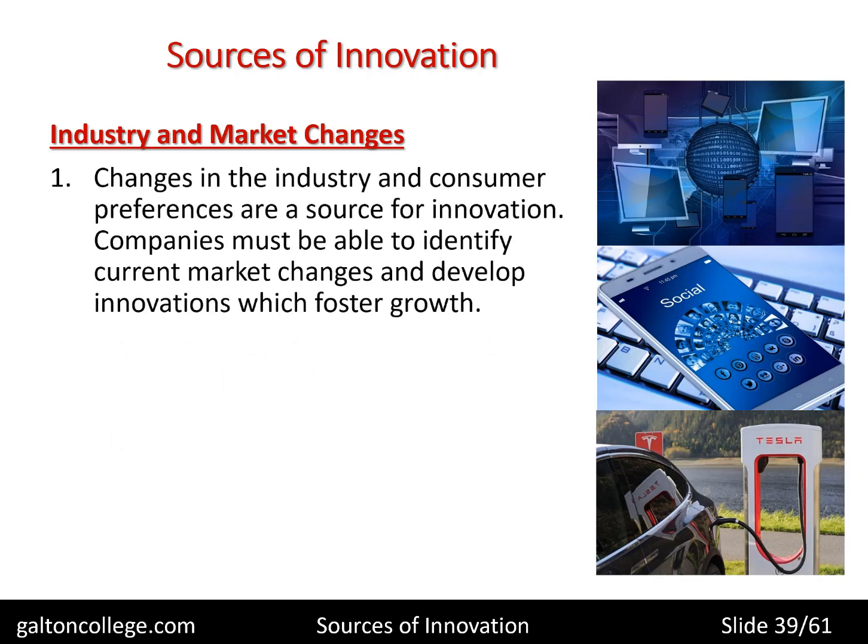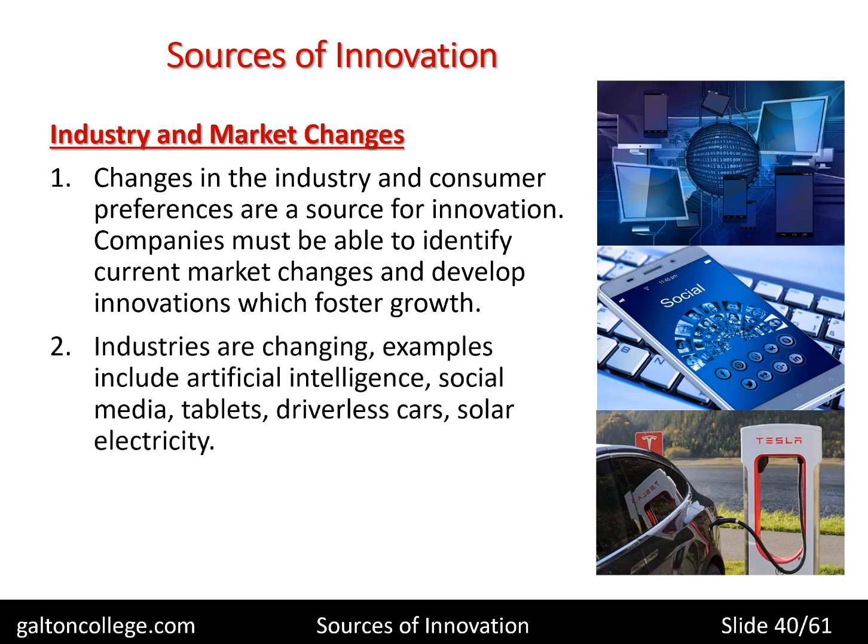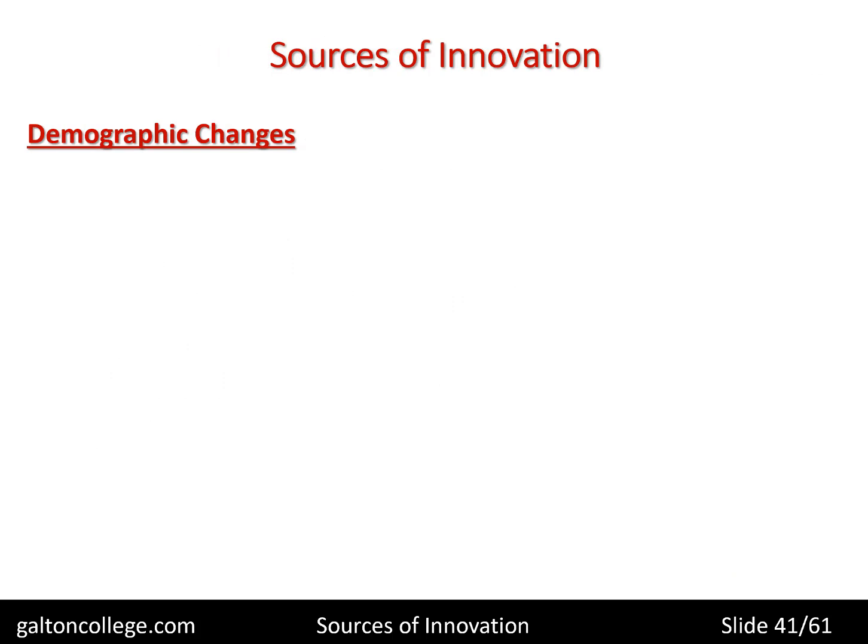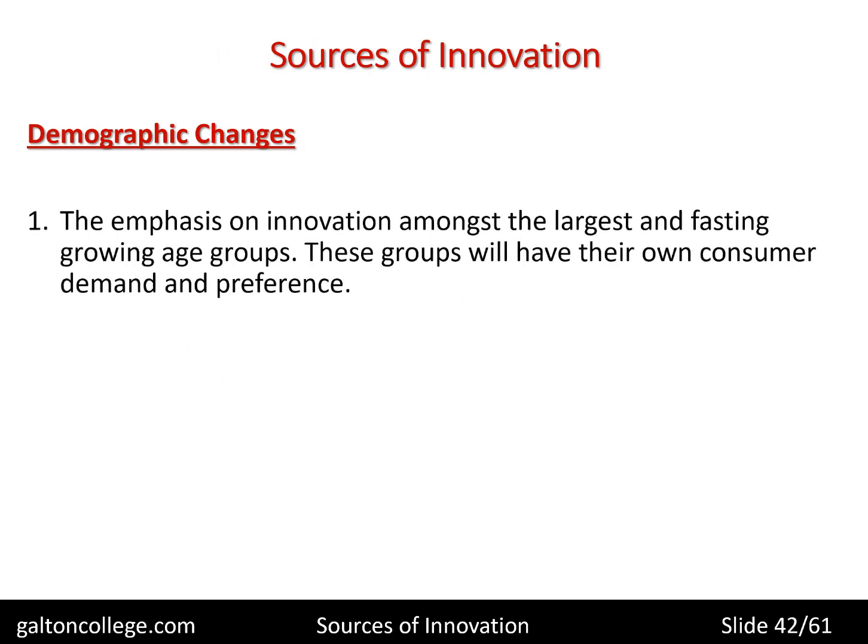Changes in the industry and consumer preferences are a source of innovation. Companies must be able to identify current market changes and develop innovations which foster growth. It must be the case that they're able to pick up on what customers want and develop the products accordingly. So we've got the points I've made about artificial intelligence. Now, demographic changes. Well, the emphasis on innovation amongst the larger and faster growing age groups. These groups will have their own customer demands and preferences.